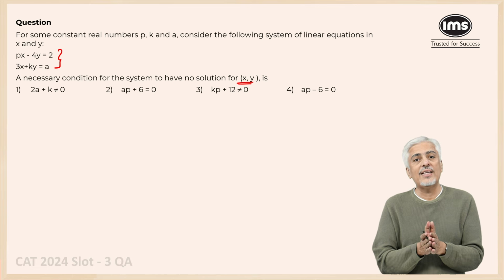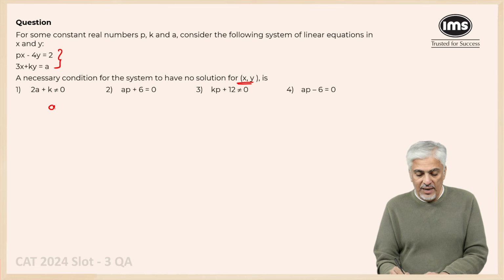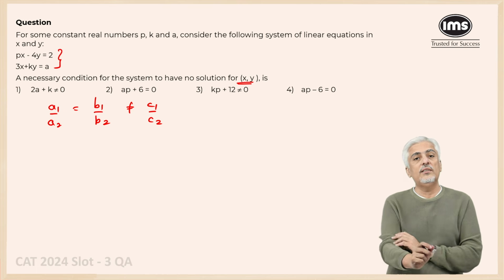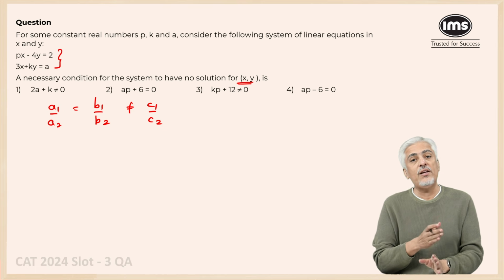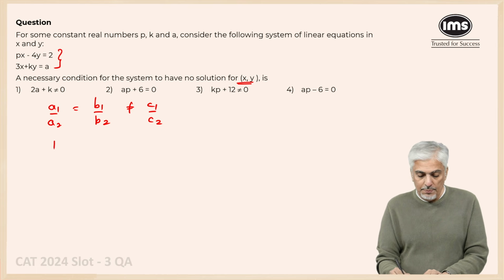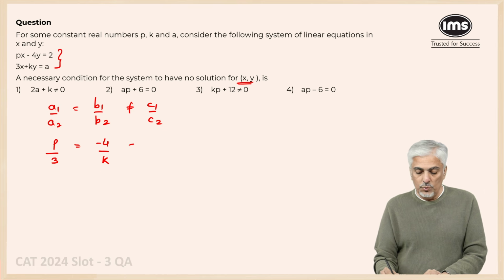No solution means the two lines are parallel, which means a1 upon a2 has to be equal to b1 upon b2, which is not equal to c1 upon c2. Because if you take it equal to c1 upon c2, the two lines coincide. That means there will be infinite solutions. Okay. Now, what is a1 upon a2? It will be p upon 3. b1 upon b2 is minus 4 upon k, which should not be equal to 2 upon a.